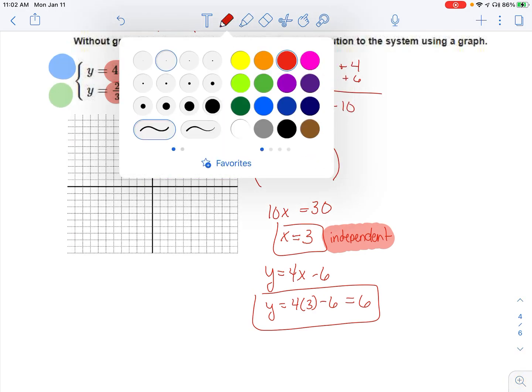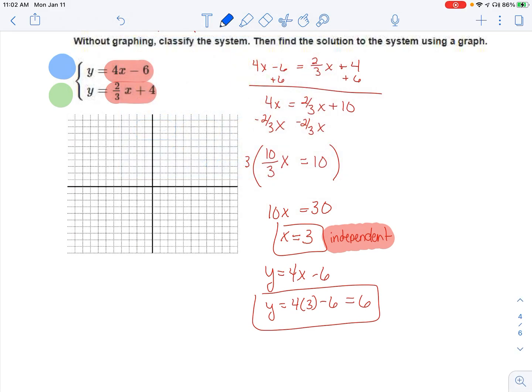Okay. So I'm going to go down 6, 1, 2, 3, 4, 5, 6. Up 1, 2, 3, 4, 1. I like to get as many points as I possibly can. It helps me to see it better. Looks pretty good. Green now.